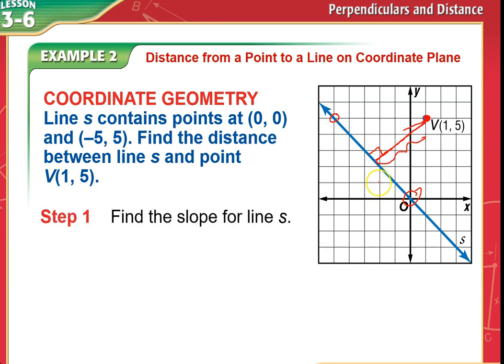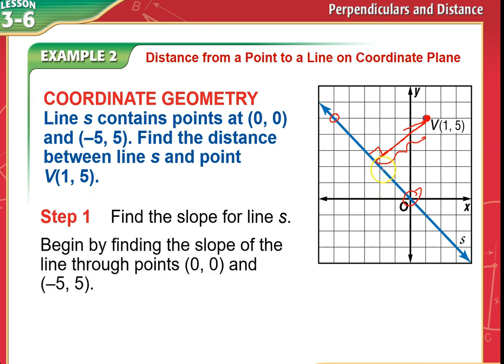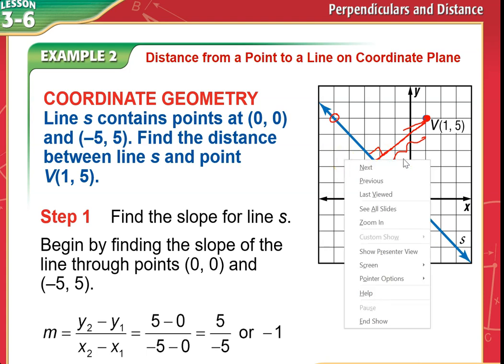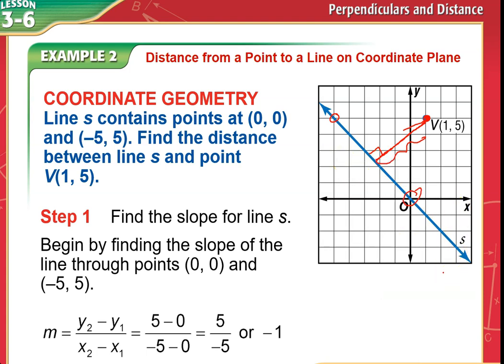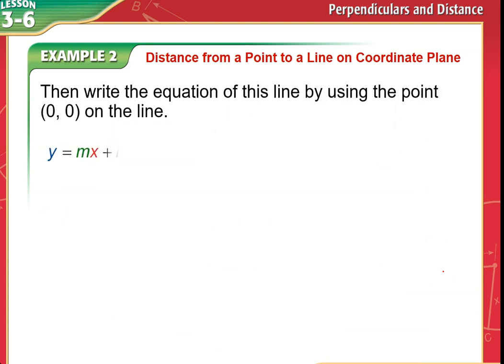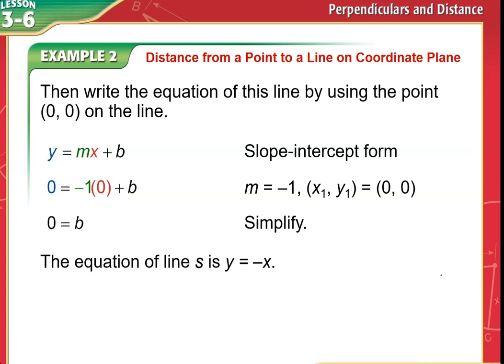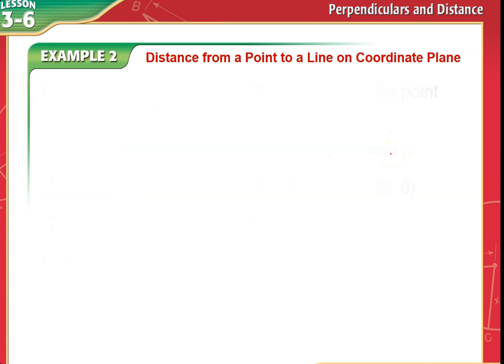Step 1 is to find the slope for line S. We can use the two ordered pairs we have, (0, 0) and (-5, 5). That's pretty simple. We find that the slope is negative 1. So my slope is negative 1 for line S. Therefore, we write that in slope-intercept form using the point (0, 0), which makes it nice and simple, and we have y equals negative x. Y equals negative x is line S going through the origin.